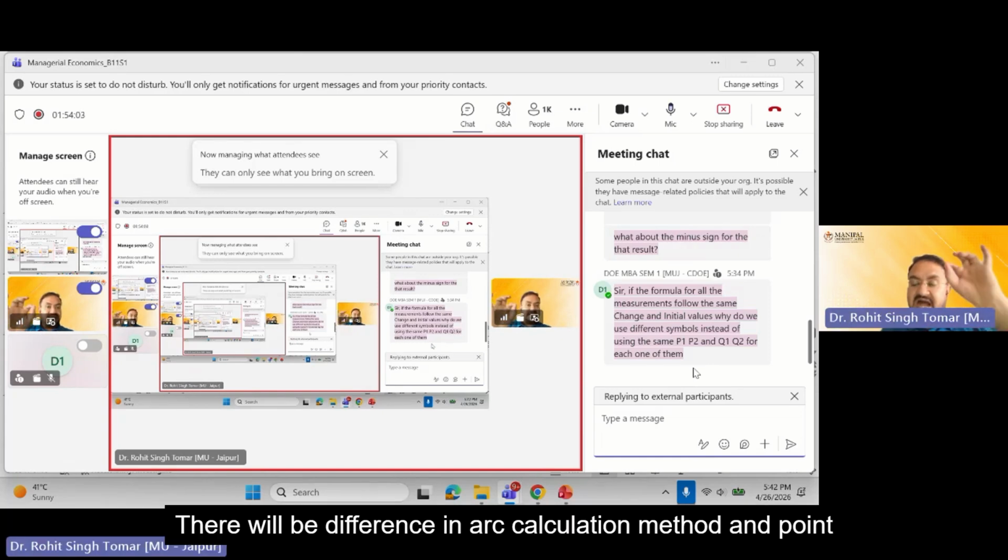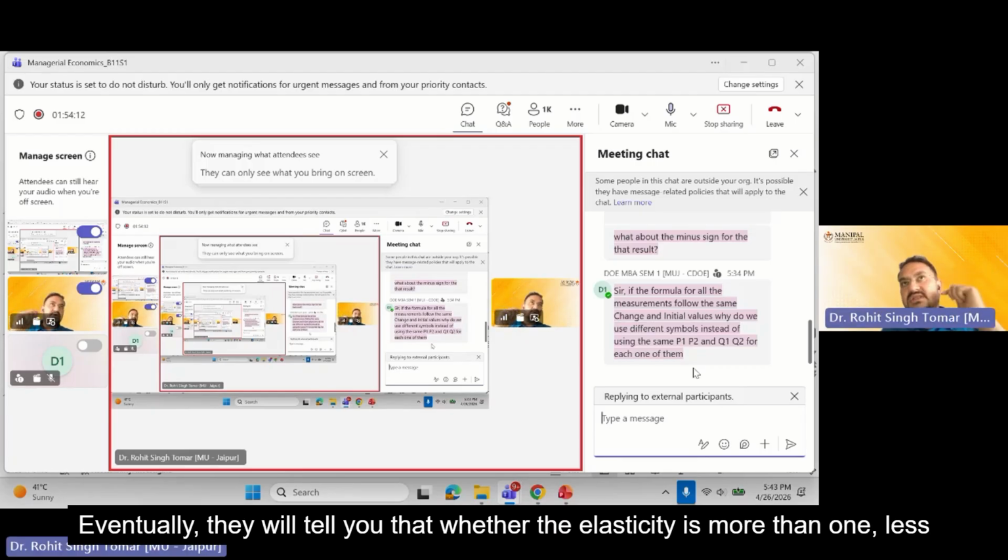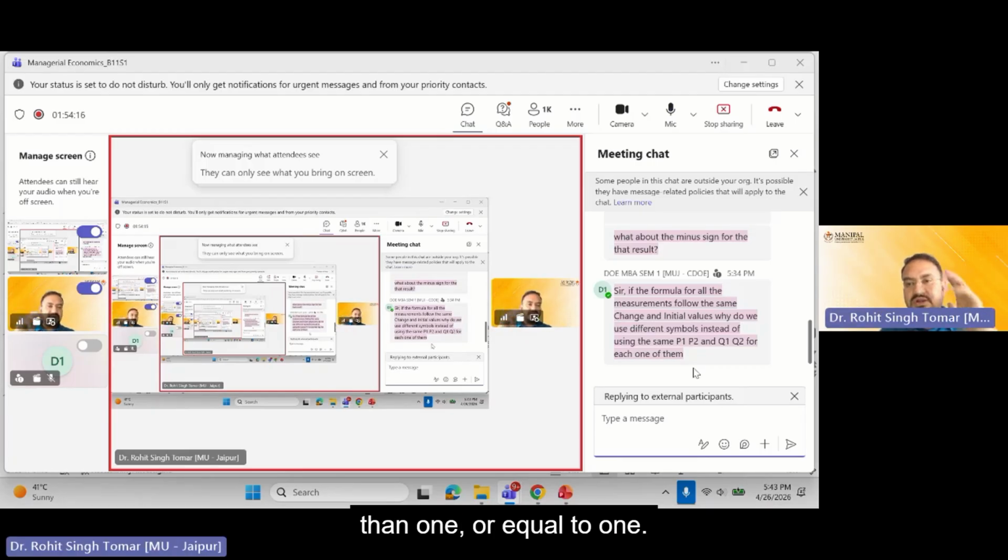There will be a difference in the arc calculation method and the point calculation method. But that will not be very significant and very big. Eventually, they will tell you whether the elasticity is more than 1, less than 1, or equal to 1.